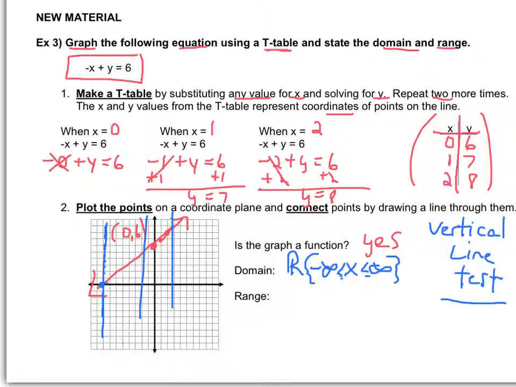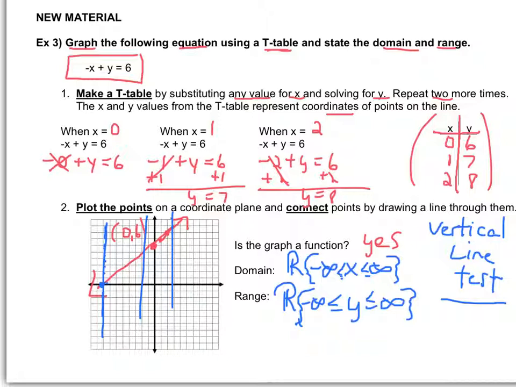Now we'll look at the range, and the range again is up and down, so your y values, and you can see that your graph is going to continue to go up and up and down and down. So again, the same thing will occur for the range, that it's all real numbers, or y is less than or equal to infinity and greater than or equal to negative infinity. And infinity just means it goes on and on forever, and we can do the set notation there as well. And that is not pretty, but you know what I mean.